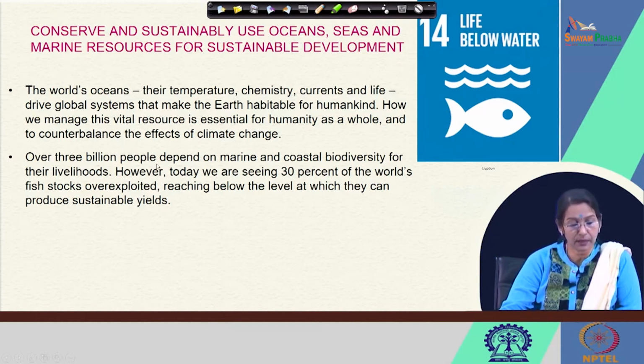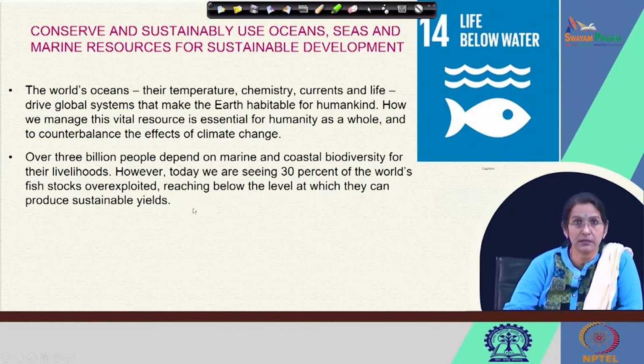There are 3 billion people who depend on marine and coastal biodiversity for their livelihood, especially in the coastal region. India is a peninsula, that means the western portion, southern portion, and major regional portions lie in the coastal region. That is where the oceans and seas become the source of income, habitat, economic and financial life, and day to day living for many of our citizens residing in the coastal areas.